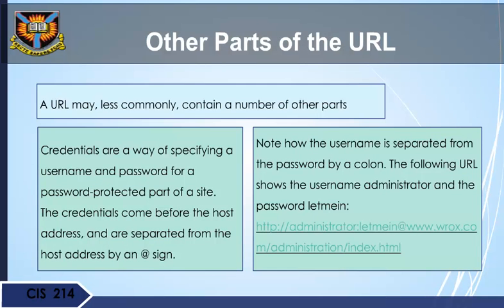Other parts of the URL. A URL may, less commonly, contain a number of other parts. Credentials are a way of specifying a username and password for a password-protected part of a site. The credentials come before the host address and are separated from the host address by an @ sign. Note how the username is separated from the password by a colon. The following URL shows the username administrator and the password letmin.